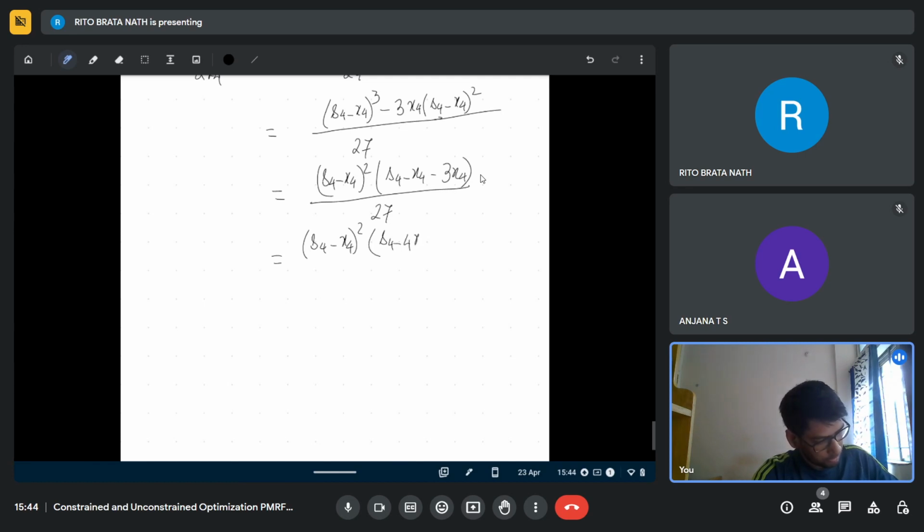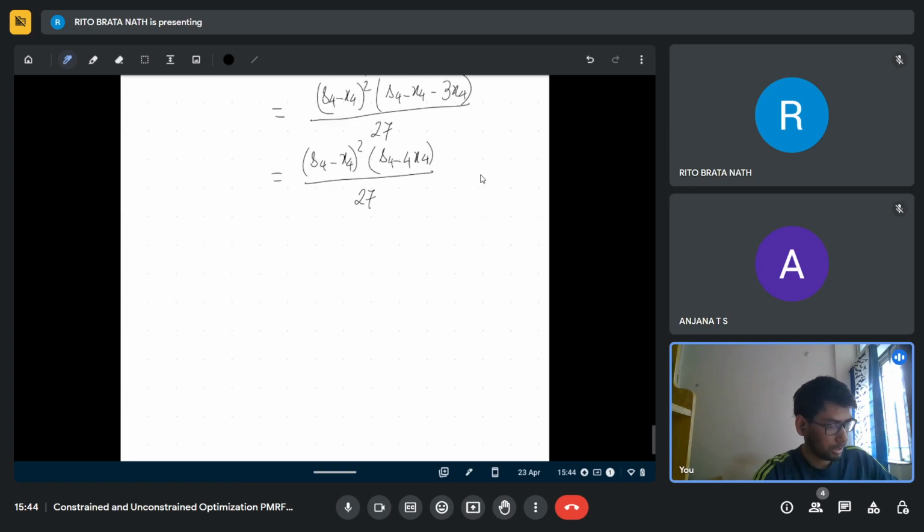This is 4x4 by 27. So as before, I can set this as 0. The first term won't be 0 because that makes the other terms 0 and your multiplication will become 0. So that's not the case. So this one will be true. Or you can write it as x4 star equals s4 by 4. And you know the value of s4, which is 100. So this is nothing but 25.